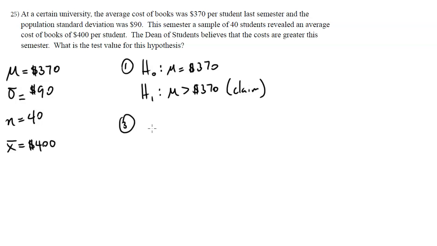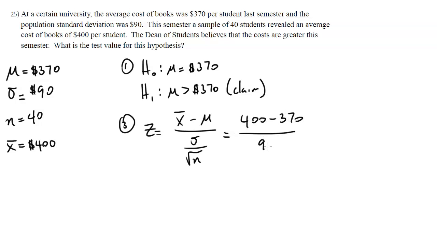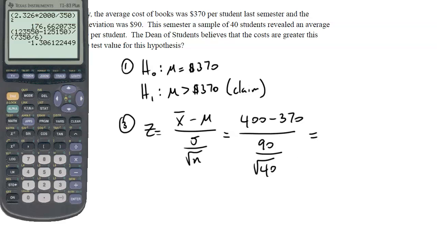Test value, step 3. So again, z equals x bar minus the population mean over sigma over the square root of n. So 400 minus 370 over 90 divided by the square root of 40. Trusty calculator. 400 minus 370. I could have just put 30, right? Divided by 90 divided by the square root of 40.